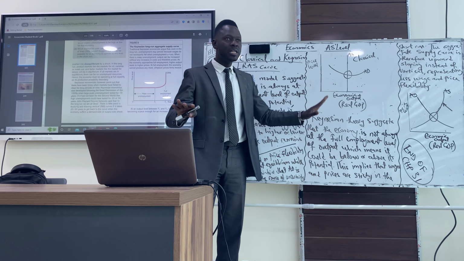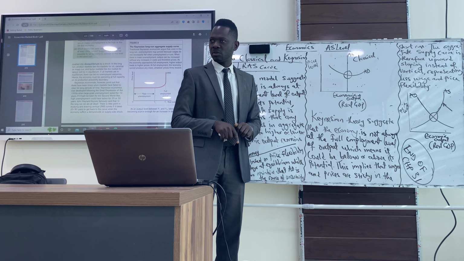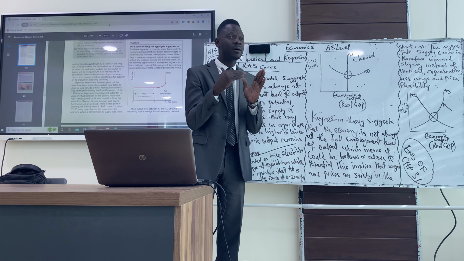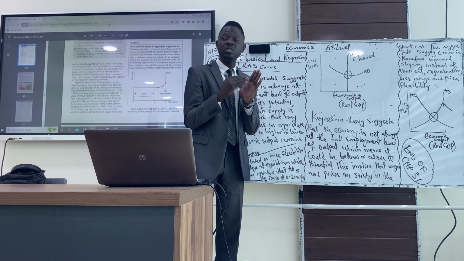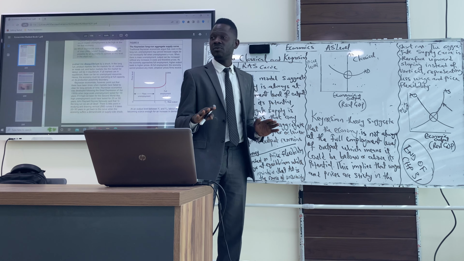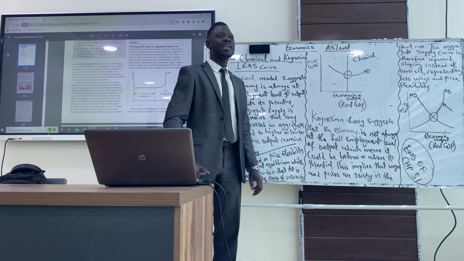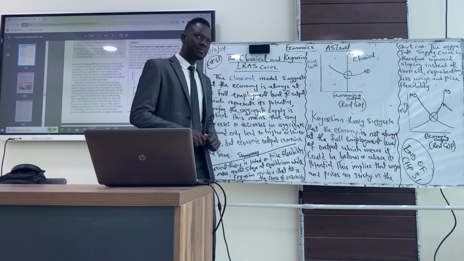And for classical, they believe the economy is always at equilibrium, at the level of output. The only thing is that in the long run, the real GDP in terms of output remains the same. But prices can increase or reduce based on an increase or reduction in aggregate demand. Is it clear? Yes. Any question now?